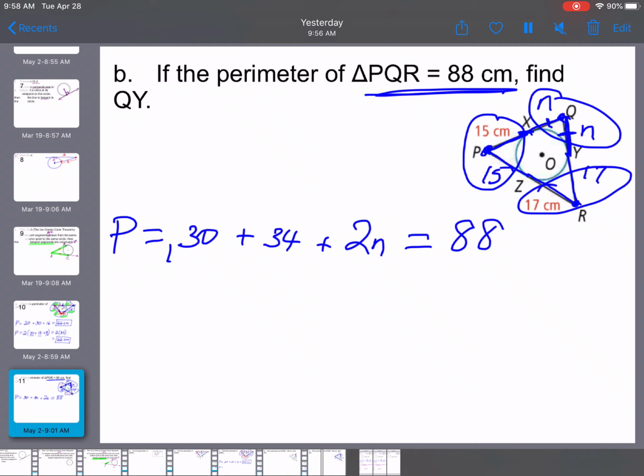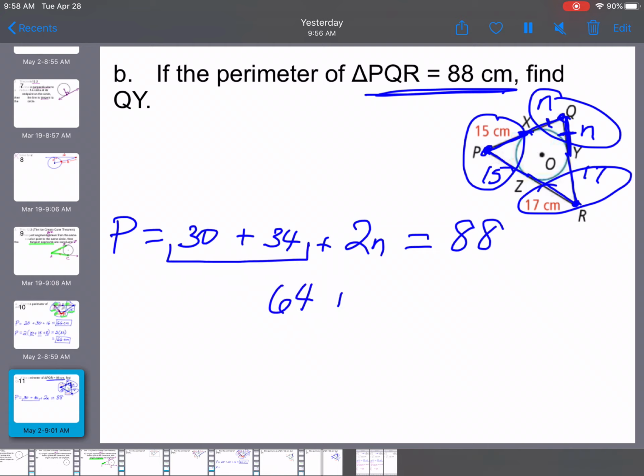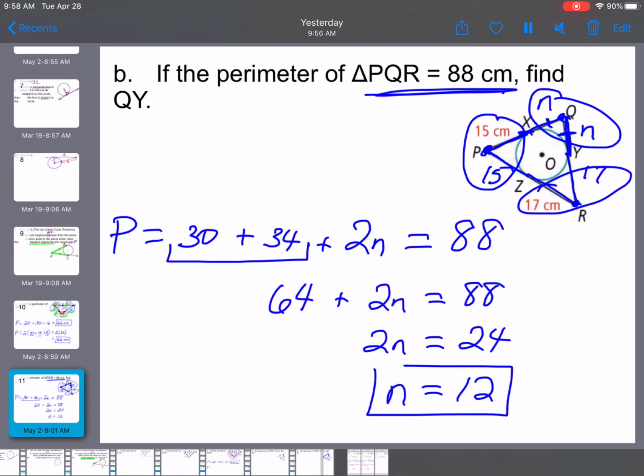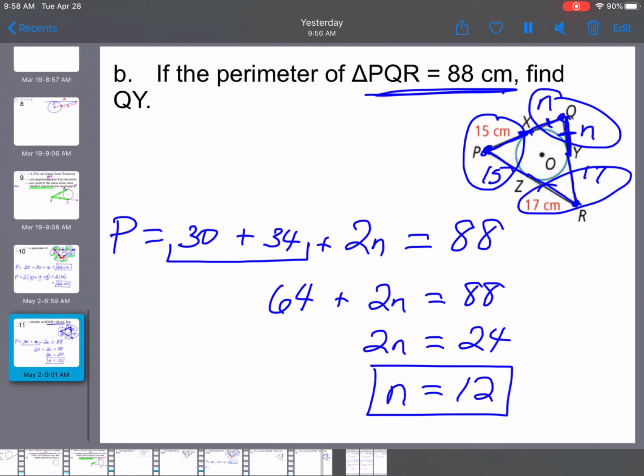And then from there, let's just solve a basic equation. Combining like terms, 30 and 34 is 64, plus 2n equals 88. We'll subtract that 64 from both sides and get 2n is equal to 24. And dividing by 2, n is going to equal 12. So that is the measure of QY.